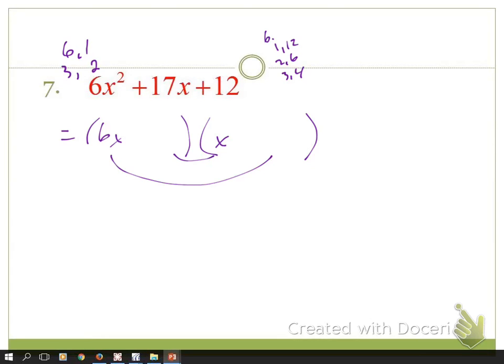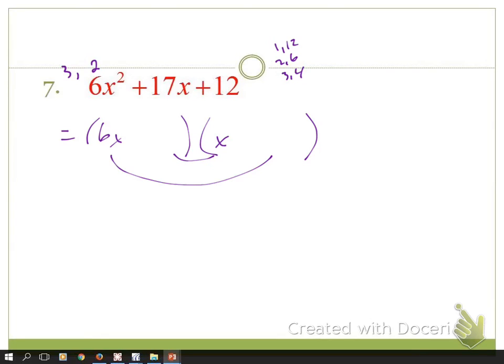So we go through. 6 times 1 is 6, plus 12 is 18, doesn't work. 6 times 12 is already 72, and there's no way we're going to get to 17 from 72, so we can't use that. 6 times 2 is 12. 12 plus 6 is 18, not going to use that. 6 times 6 is 36, plus 2 is 38, not going to work. So we go 6 times 3 is 18, plus 4 is 22. Now I go 6 times 4 is 24, plus 3 is 27, and none of those work. Since none of those work, then that means we can't use 6 and 1.